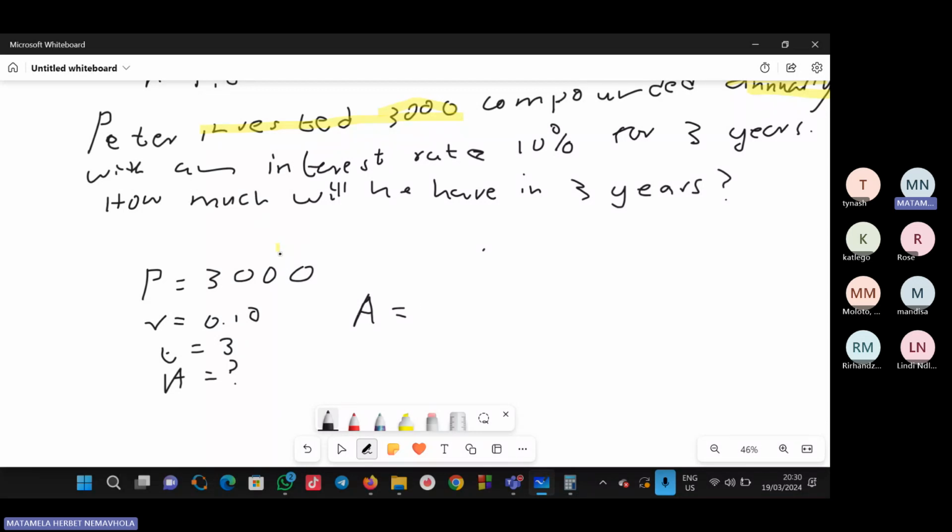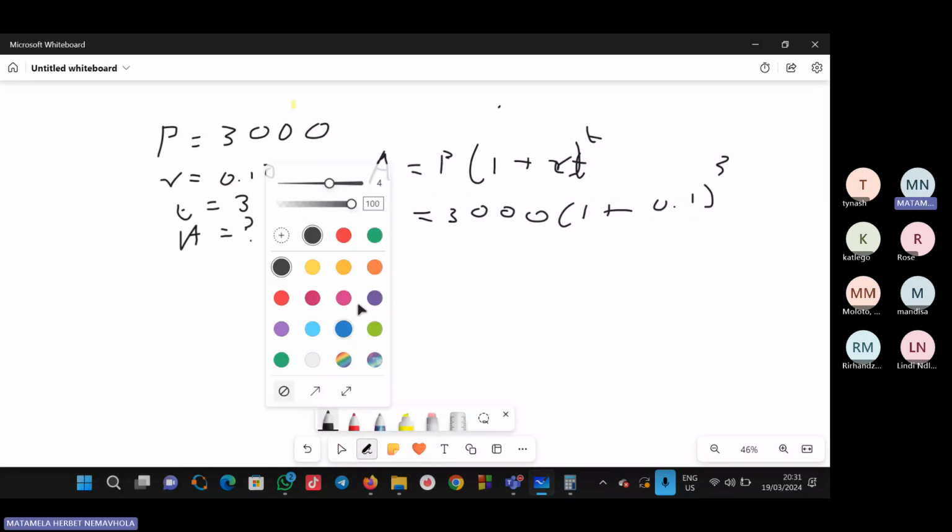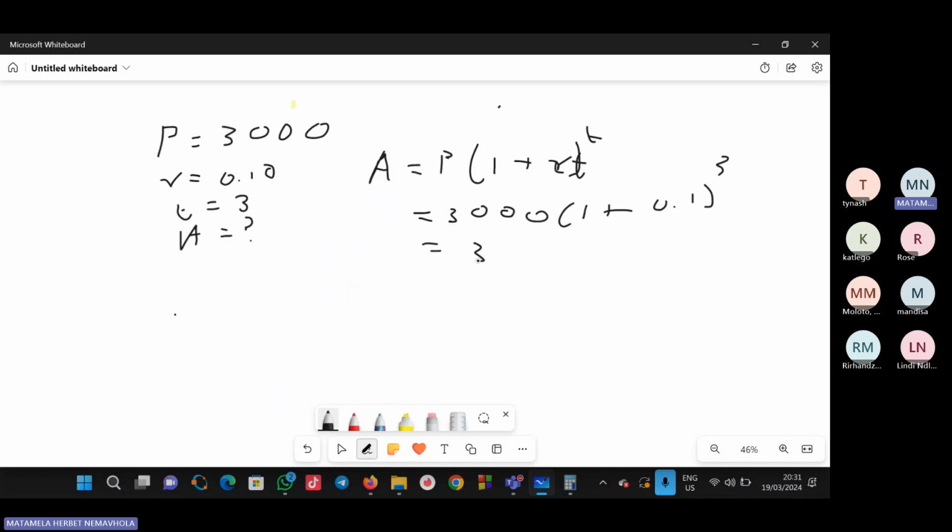So when we use the formula A equals P in brackets 1 plus R to the power T, then for A we're going to substitute 3,000 in brackets 1 plus R, which was 0.1. Because it says annually, we just write it as it is, to the power 3. So if you work it out, the answer will be 3,000 in brackets 1.1 to the power 3.